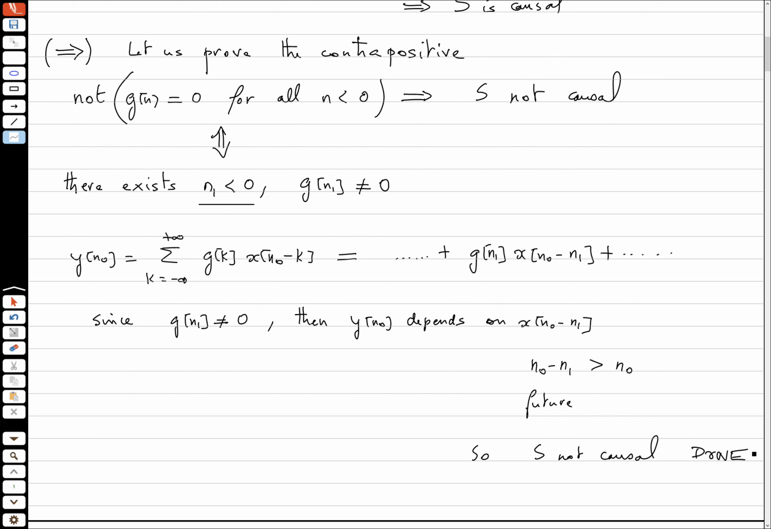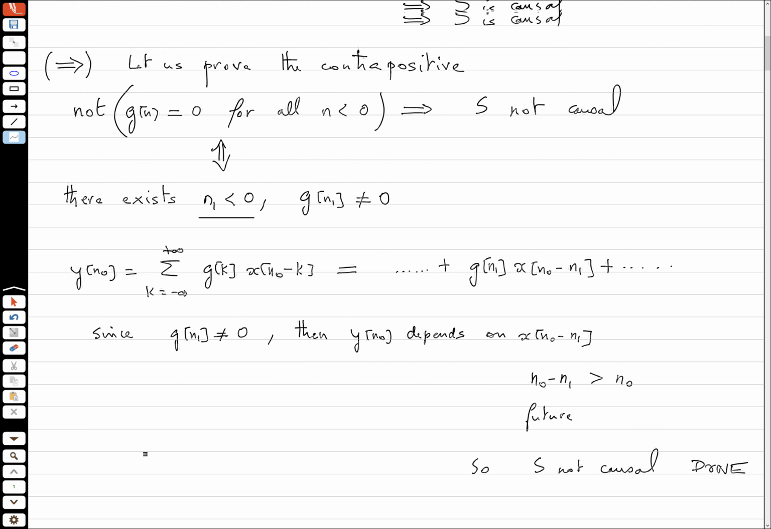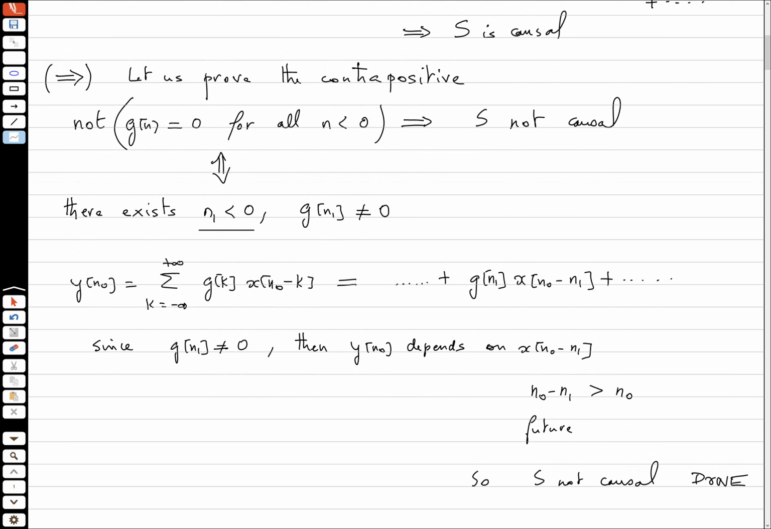So let's return to the theorem. The theorem says that when the system is LTI, you just need to look at the impulse response, which we call g of n, to check whether the system is causal or not. And the test is that it's going to be causal if and only if g of n is 0 for all n negative. But if there's one element that is non-zero for n negative, then the system is not causal. And we saw an example with the previous example I gave, right?